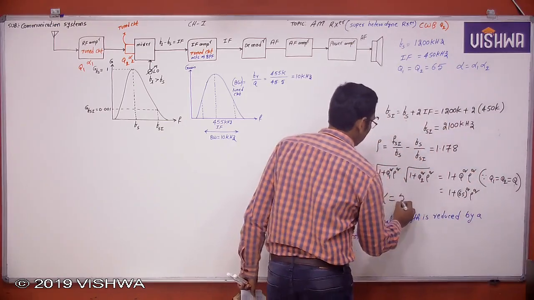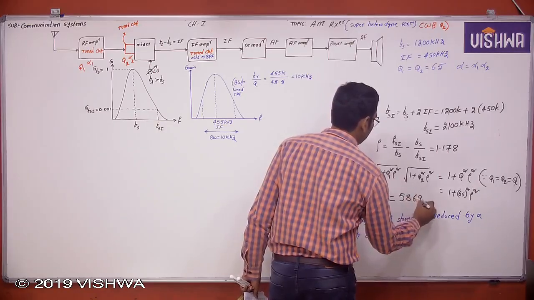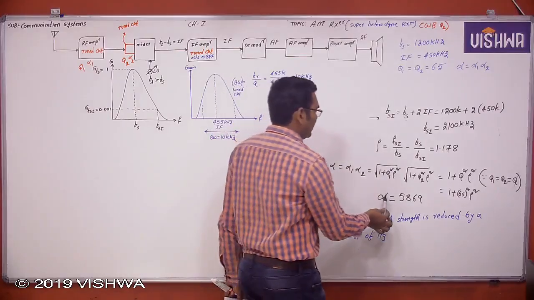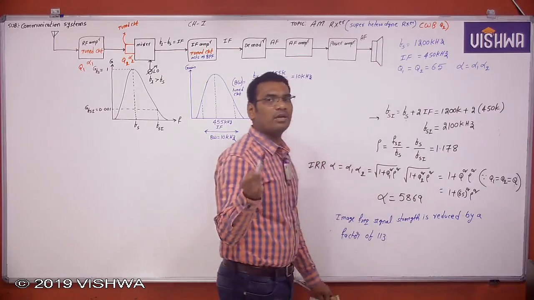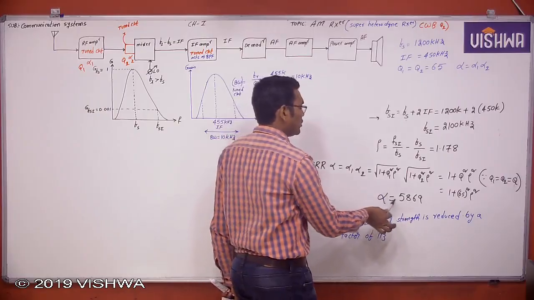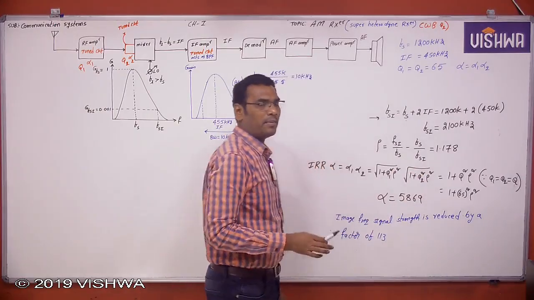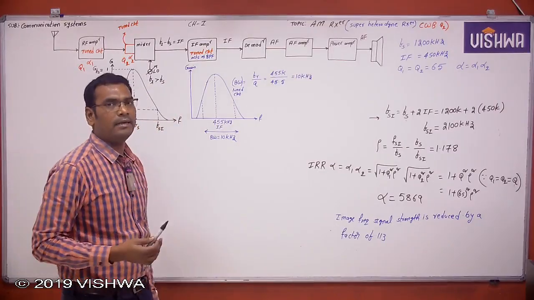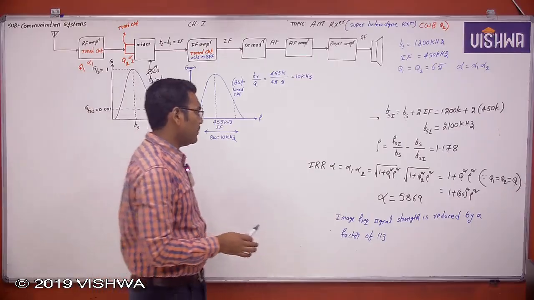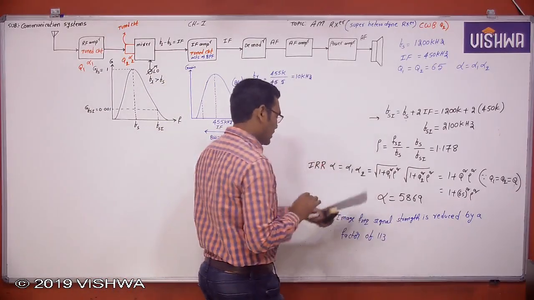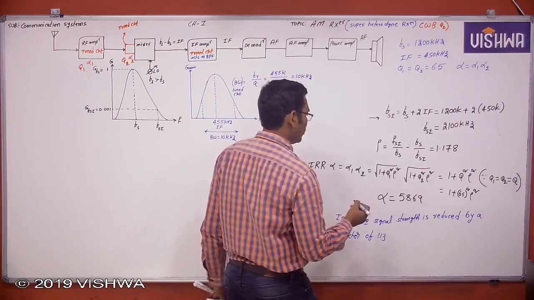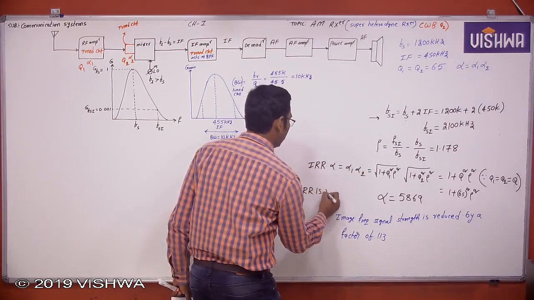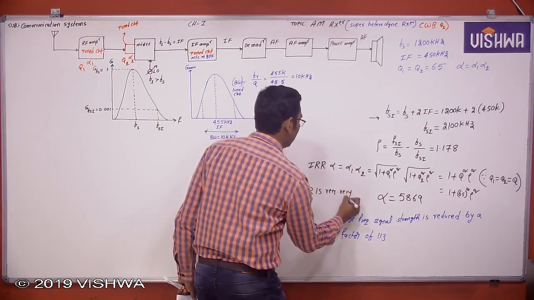5869, approximately. Do you understand? Previously the image rejection ratio was 113. Now the image rejection ratio is about 5000, approximately 6000. So the image rejection ratio is very, very high.